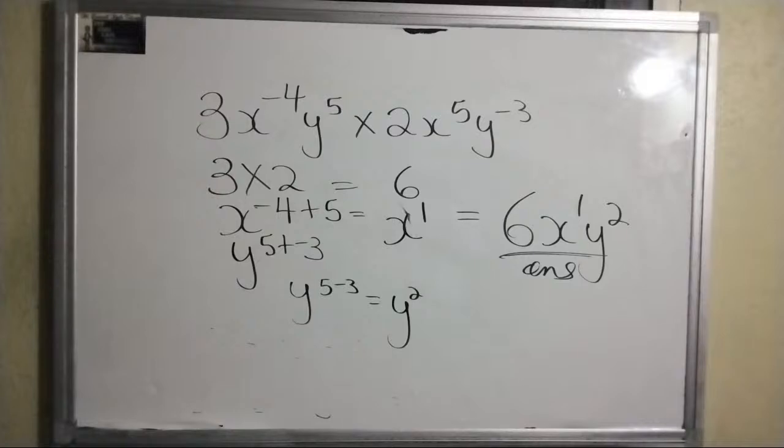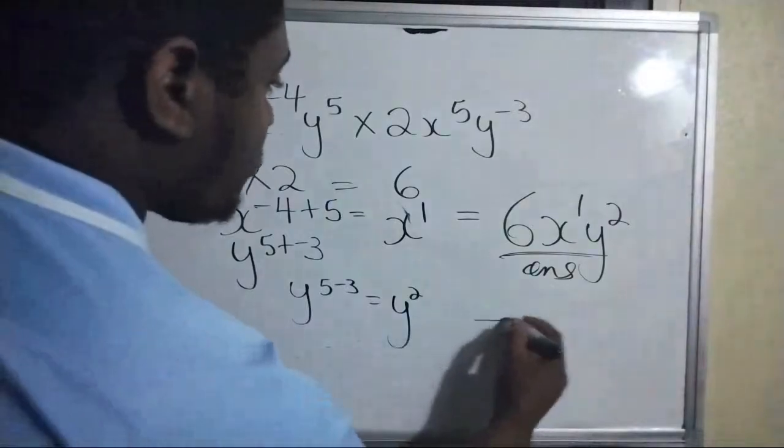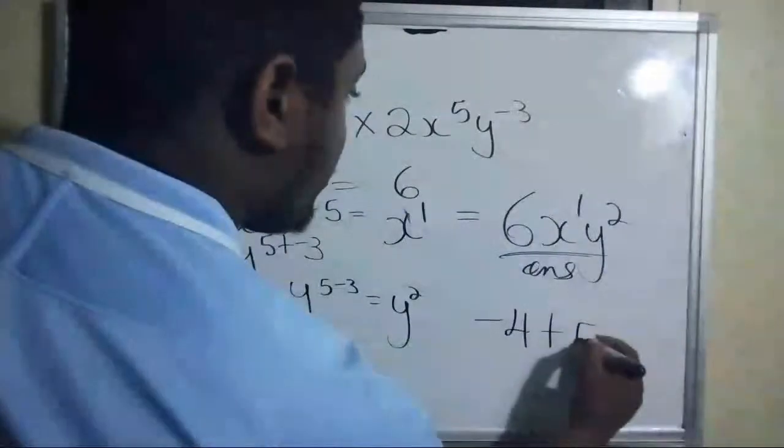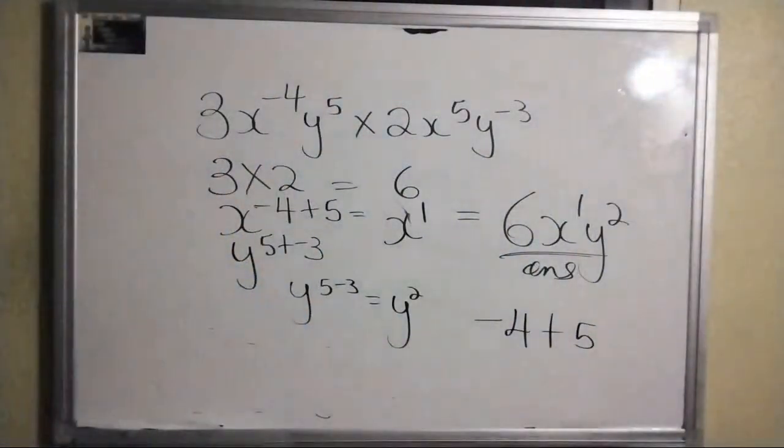Guys, remember, whenever the signs are different, we subtract. For example, negative 4 plus 5. We'll go back and recheck this, right?